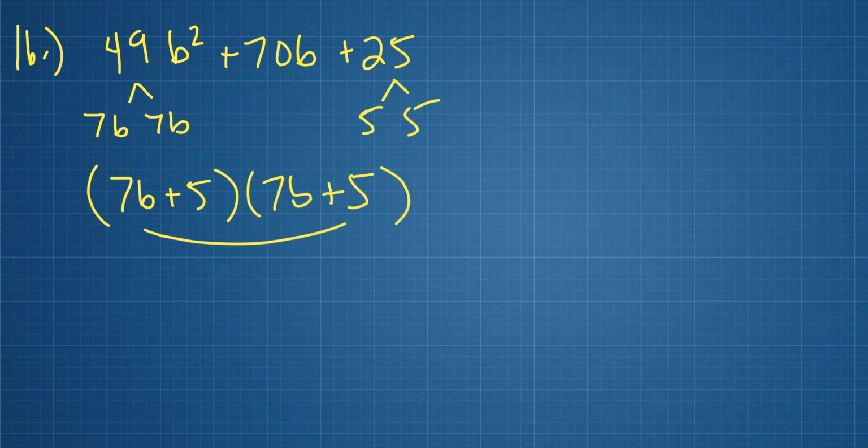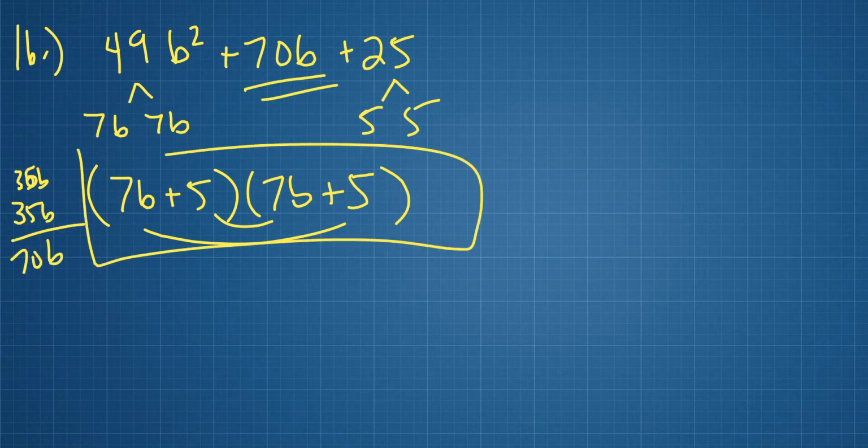I do the outside, I get 30b. I do the inside, I get 35b. Together, that's 70b. Is that what I want? Yes, so that's your answer. Now remember, you could also put it as 7b plus 5 squared.